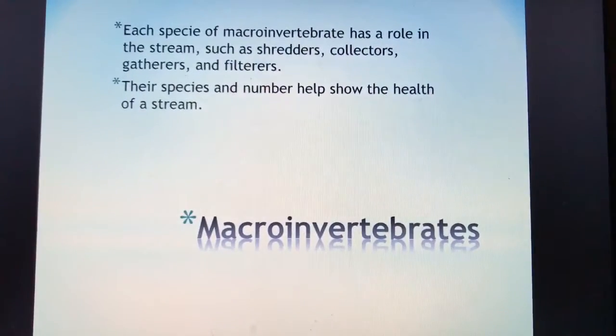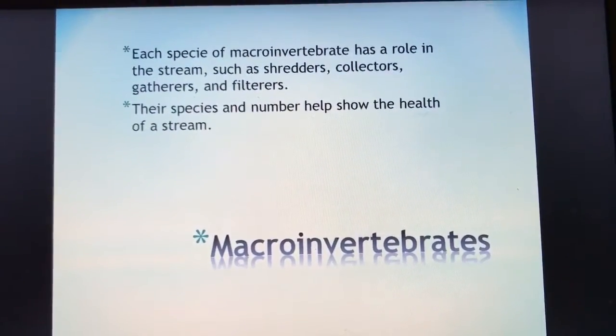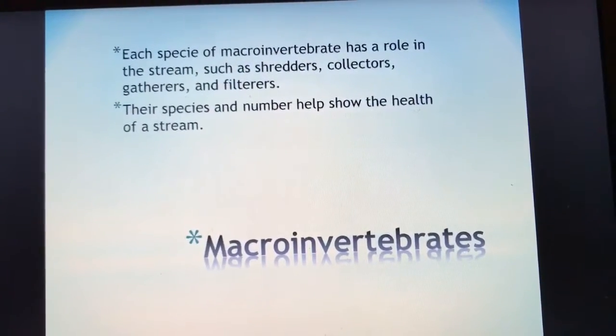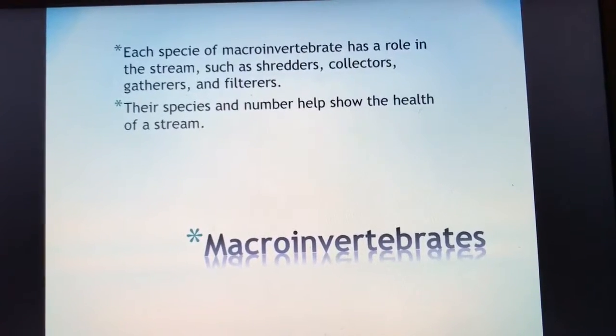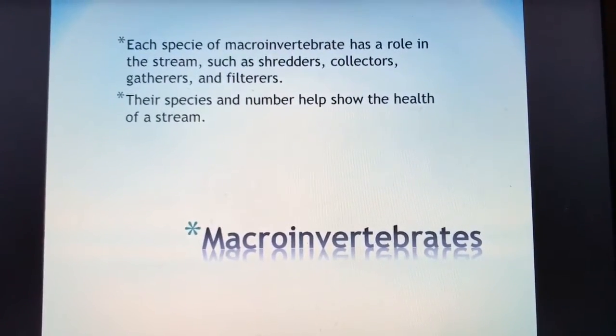Another one of my dependent variables was the macroinvertebrates I found. Each species of macroinvertebrates has a role in the stream, such as a shredder, a collector, a gatherer, or a filter. Their species and numbers also help show the health of a stream.